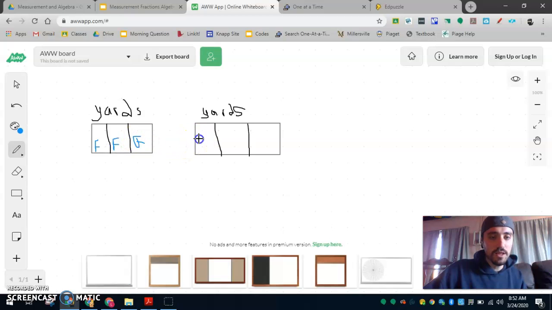I know this might seem slow, but this is the way that we can all successfully do this. Foot, 1 foot, 2 foot, 3 feet. And now we can count it up. How many feet are in these yards? 1, 2, 3, 4, 5, and 6. 6 feet are in 2 yards.